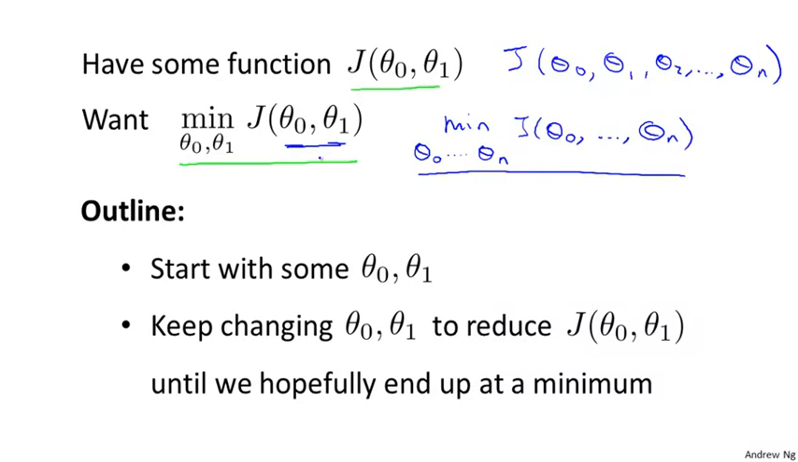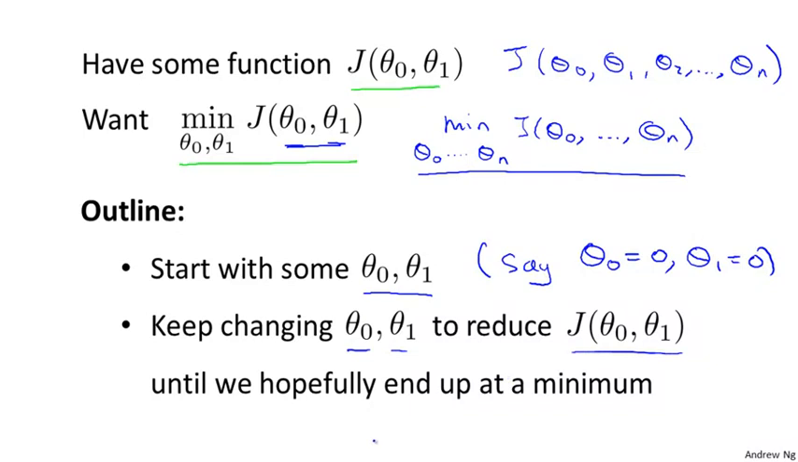Here's the idea for gradient descent. What we're going to do is start off with some initial guesses for theta 0 and theta 1. Doesn't really matter what they are, but a common choice would be to set theta 0 to 0 and set theta 1 to 0. Just initialize them to 0. What we're going to do in gradient descent is keep changing theta 0 and theta 1 a little bit to try to reduce J of theta 0, theta 1 until hopefully we wind up at a minimum, or maybe at a local minimum.